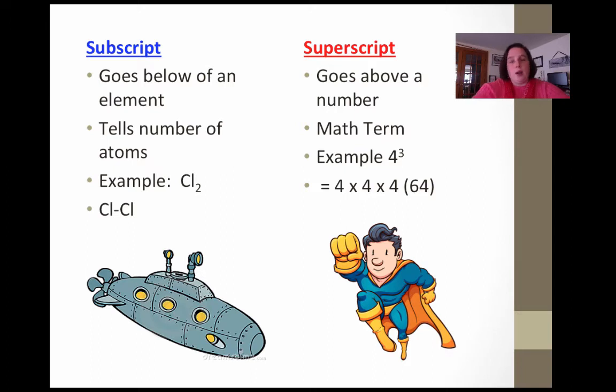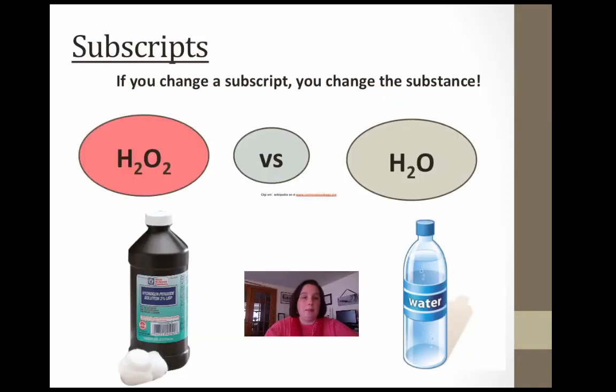Now, if you are in math, this is going to be completely different. You're going to be talking about superscripts or exponents. It goes above the number, and it's a math term, so you wouldn't see it next to a symbol. So 4 to the 3rd power, or 4 to the 3rd exponent, is 4 times 4 times 4, which, my calculations are awesome, is 64. So make sure you understand the big difference between these 2 things. If you were to write your subscript up like a superscript, that would be absolutely wrong.